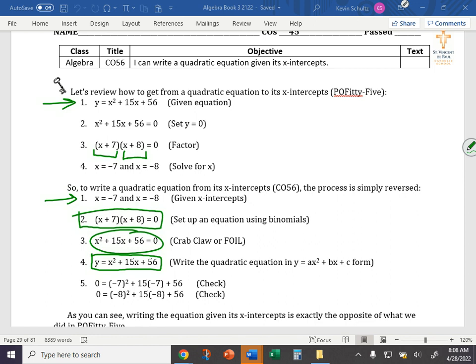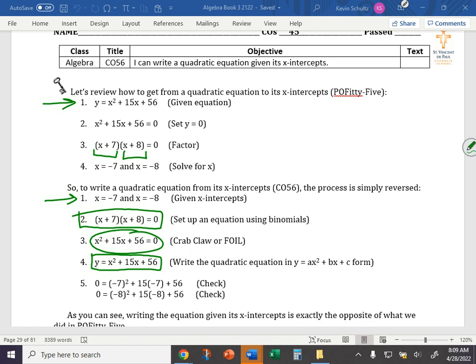Okay? So it's really just the opposite of what we did. We are unsolving, so to speak. We're going from the x-intercepts to the original parabola. Okay? Initial questions. Kyle? Why are the 7 and 8 in the binomial?